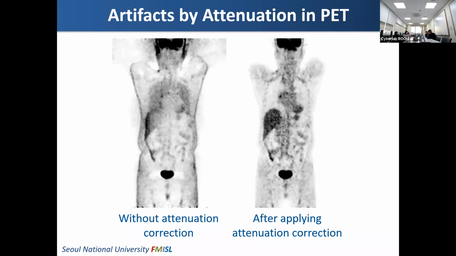Is this the only way to overcome this problem? I think not. Basically, image quality of PET is determined by how many photons there are. So the best way is to get more counts.